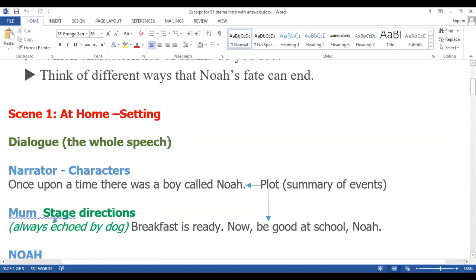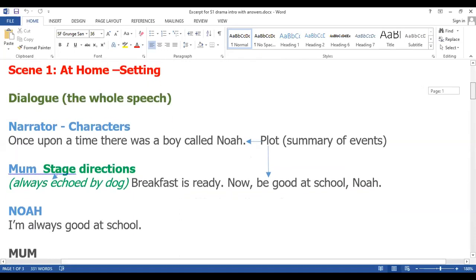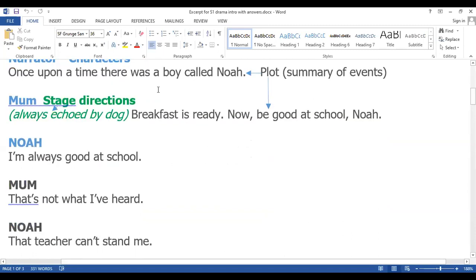Then someone else also talked about dialogue. Okay, so dialogue, we all know, is generally that speech. So the whole speech is dialogue. What makes a play or drama is dialogue. So everything that is written down as spoken by characters becomes our dialogue. Then we also have the various characters. I think people have mentioned those. So you see that out of the 6 so far, we have 3 of them.